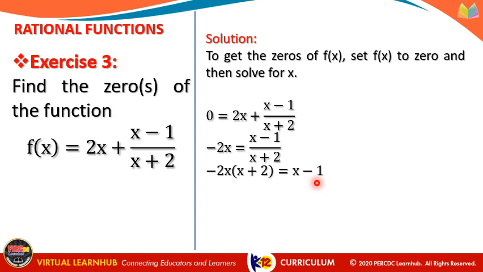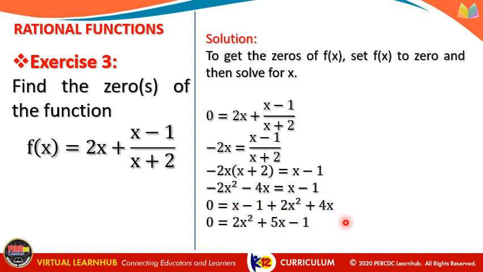And then from here, i-distribute lang natin yung left side ng ating equation. Magkakaroon tayo ng negative 2x squared minus 4x. Let us combine like terms, arrange. We will get this. Okay, and then simplify, we will get this. So therefore, the equivalent of our function is this: 2x squared plus 5x minus 1. Okay, so again, the right side, f of x is equal to 0.